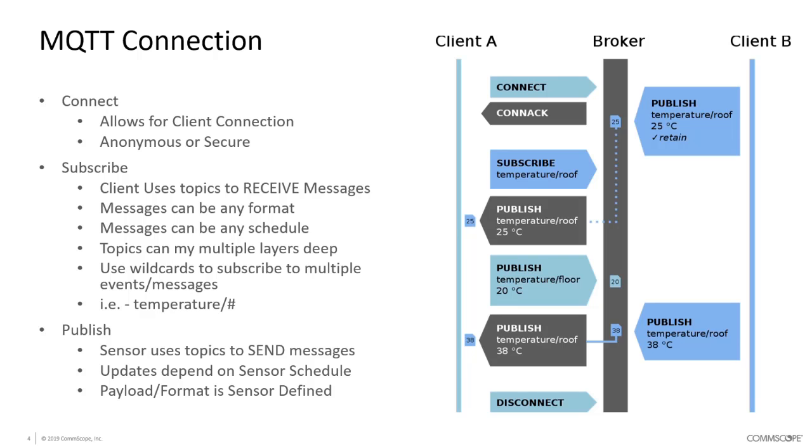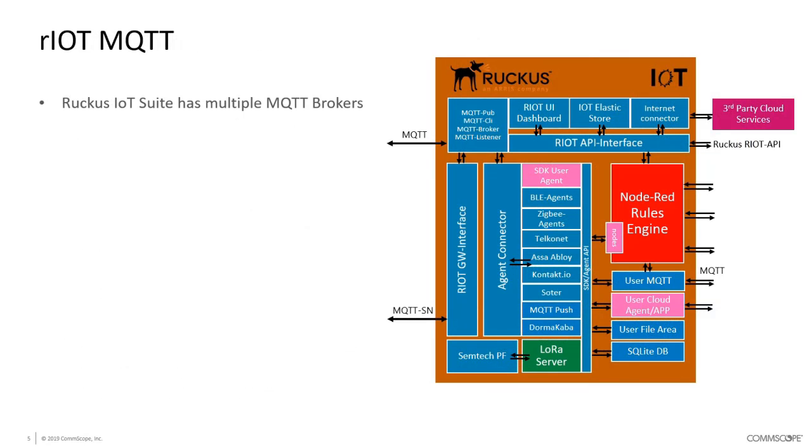Now, when you look at MQTT within the RUCKUS IoT suite, one of the key things to understand is that there are multiple MQTT brokers running within the RUCKUS IoT suite. Today, by default, we run an MQTT broker on port 8883, which is used for internal communications between the RUCKUS IoT controller and the gateways that are running on the IoT access points. These are all secured using TLS, and they are really used for internal use only.